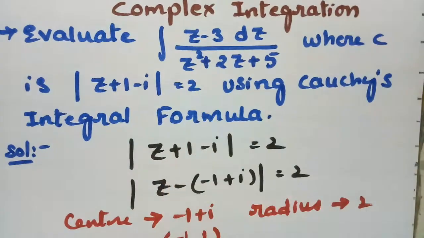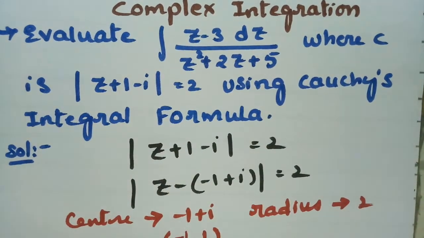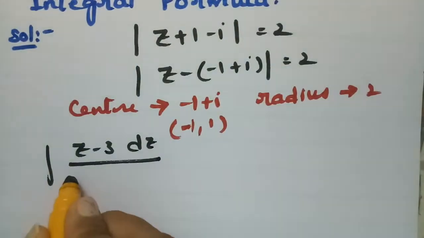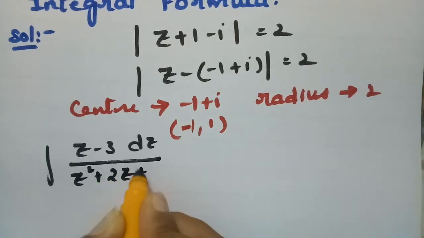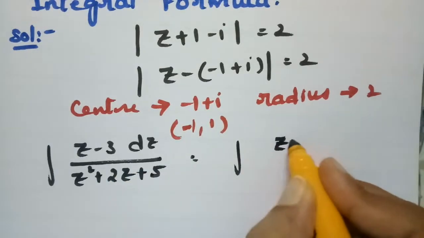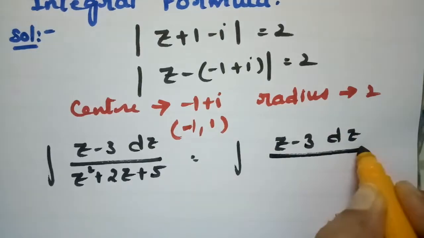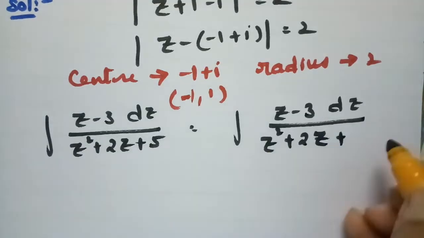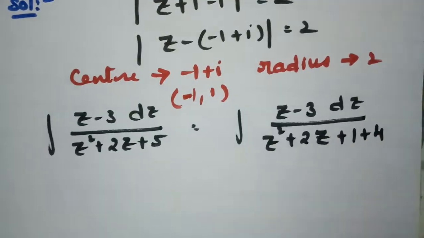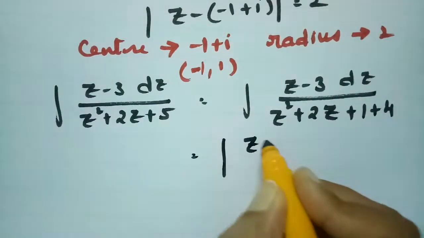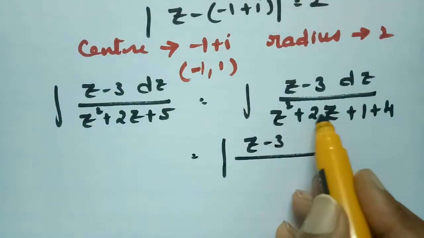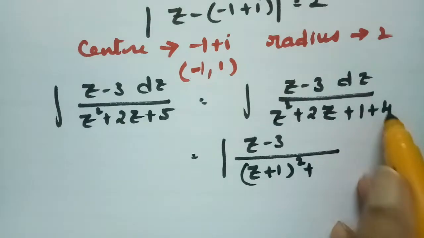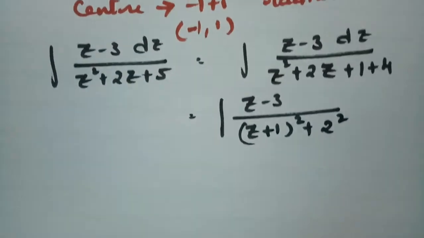So now we have to evaluate this integral, that is the integral of (z minus 3) dz by (z square plus 2z plus 5). This can be written as z minus 3 dz by z square plus 2z, and 5 I am splitting as 1 plus 4, as it can be written as a square plus 2ab plus b square. So this is z plus 1 whole square, and again 4 can be written as 2 square.